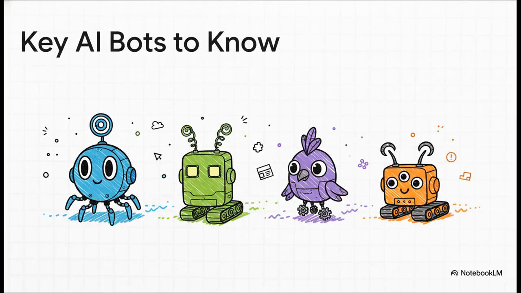So you've got to meet the new players in town. These are the bots you need to know. You've got OAI SearchBot from OpenAI, PerplexityBot, the whole BingBot family from Microsoft. They're all out there looking for info to power their AI search. Just knowing their names, their user agents, is the first step to controlling how they see your site.